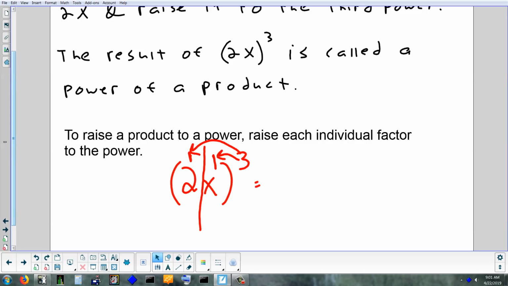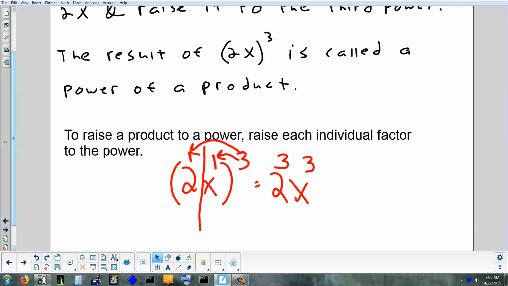Again, the bases do not change. So inside the parentheses, what are my bases? X is one of them. And 2. Those don't change. The only thing that's going to change when I do this power to a power is the exponents. So what exponent now is going to be with the 2? Remember, I'm multiplying now, right? So it's going to be 2 to the what? 2 to the third. How about the x? X to the third.